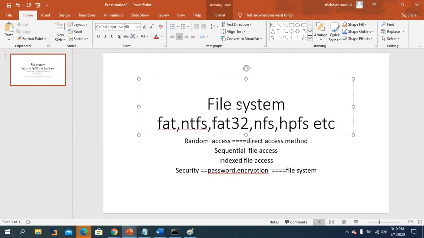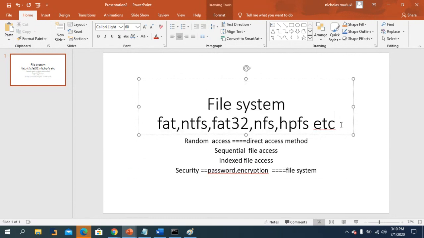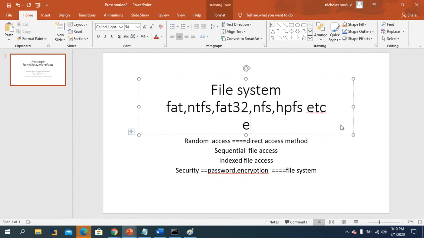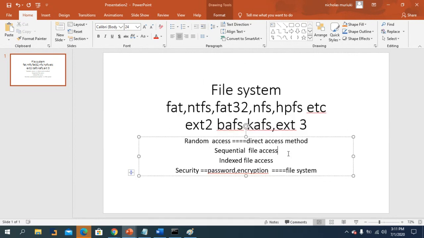Mostly these ones are for Windows. But what about the Linux operating system? Maybe you can use ext2. We can use Btrfs, we can use other file systems, and maybe we can use ext3 and 4, etc. So if you are able to use these methods of access, it will become easier for you to access the files that you are having. And that's why we need to look at the file system now.